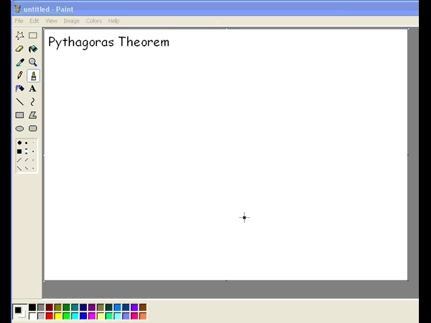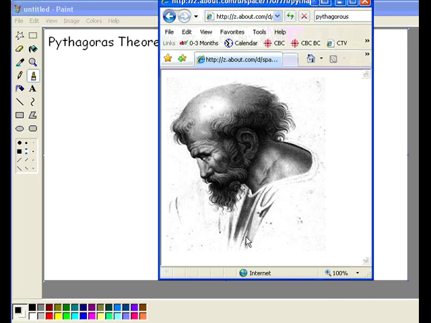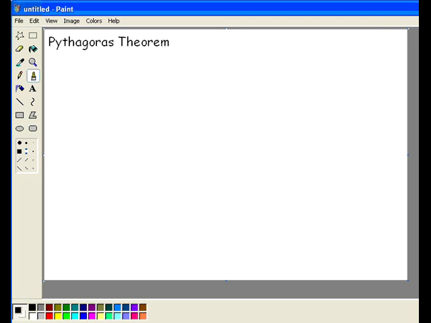Alright, what we're going to talk about today is Pythagoras' theorem. Now, Pythagoras, he was this big mathematician guy. He's a pretty smart dude. There's a picture of him there. Look at the size of his cranium. This guy's smart.